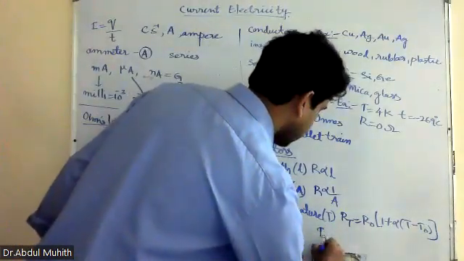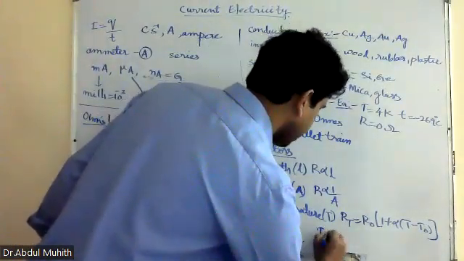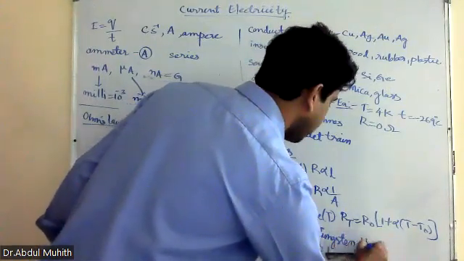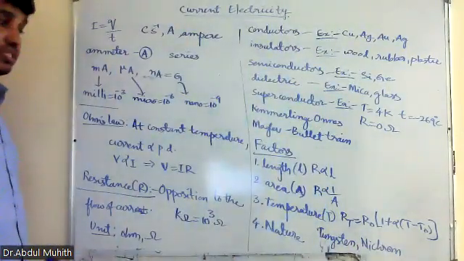Nature of the material means, for example, we have tungsten, nichrome. These are the wires which have very high resistance.